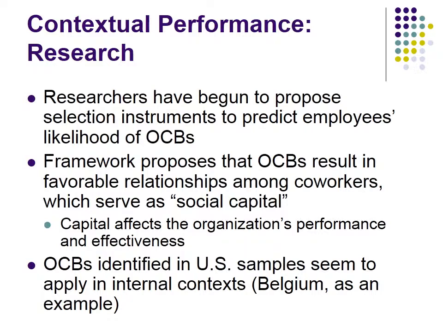A framework proposes that OCBs result in favorable relationships amongst coworkers, which serves as social capital. So basically, the idea here is that if you are doing OCBs, if you're helping other people out, you're creating a network of people that somewhat owe you for the help you've given them, which means that if you come upon a rough part in your job, or you have a task that you're not going to be able to complete on your own, you have people that you can call in favors from. And research has found that this social capital affects organizational performance and effectiveness.